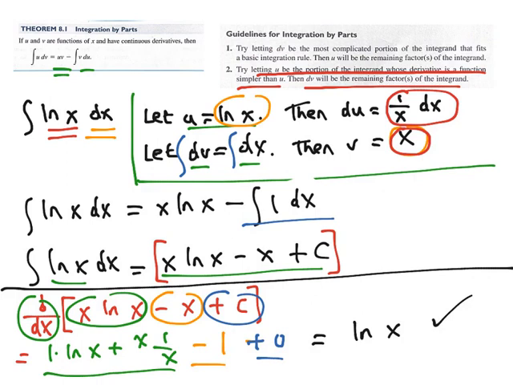And when I simplify it, I have x times 1 over x is 1. 1 minus 1 is 0. So I have 0 plus 0, which is 0, and I have just natural log of x. And that is, of course, my integrand. So we have done this correctly. We're going to take a look at another example that's similar to this. So let's take a look at that.